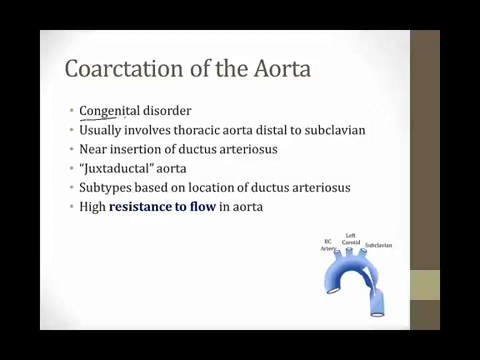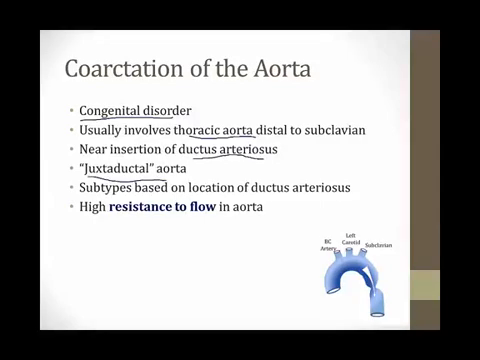Coarctation is a congenital disorder. It is not acquired. People are born with this problem, and as I said before, it usually involves the thoracic aorta distal to the subclavian artery. This portion of the aorta is near the insertion of the ductus arteriosus, and therefore it is often said that coarctation occurs in the juxtaductal aorta.